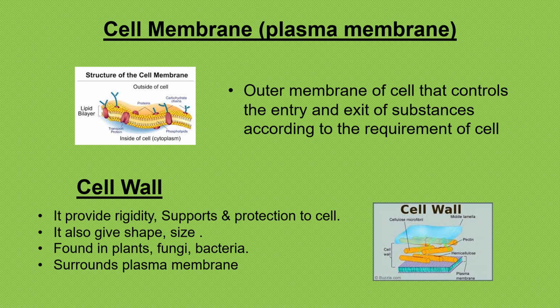Structure of the cell membrane, which we can see in the diagram, the two lipid layers. The next part is the cell wall, which is present only in the plant cell, which provides rigidity, support, and protection to the cell, and even gives the shape and size. The cell wall is absent in animal cell.